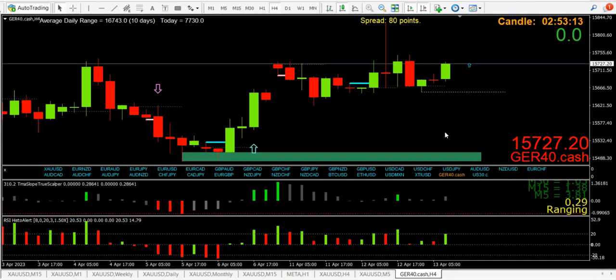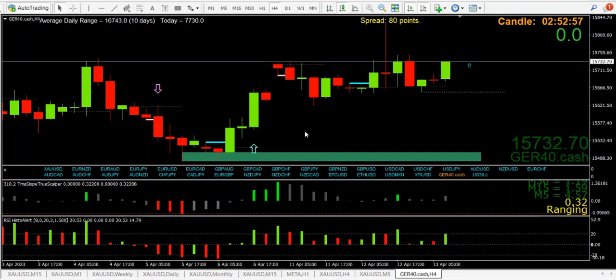Morning traders. It is the 13th of April, 2023, doesn't really matter anyway. This morning I took a gold trade just based on a strategy that I haven't used for a while.